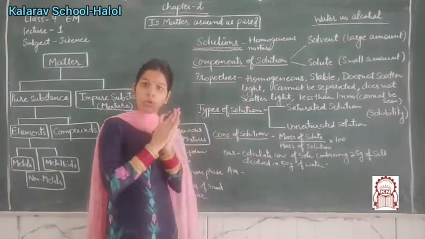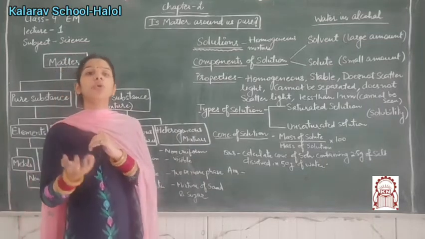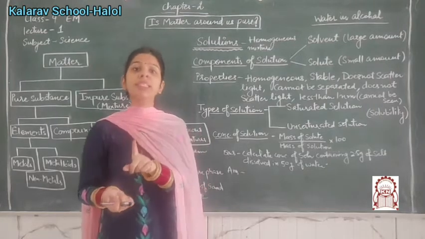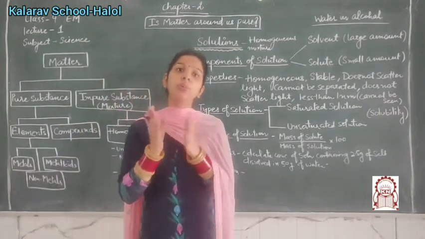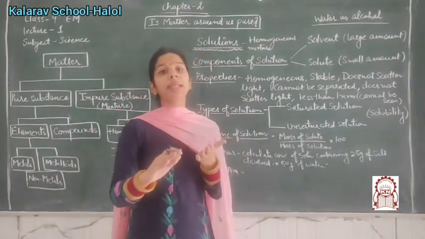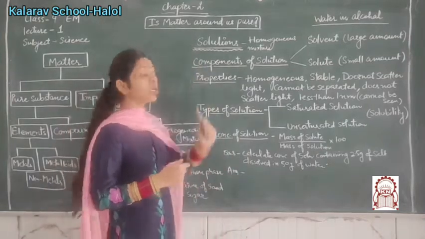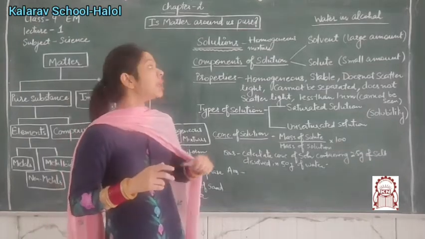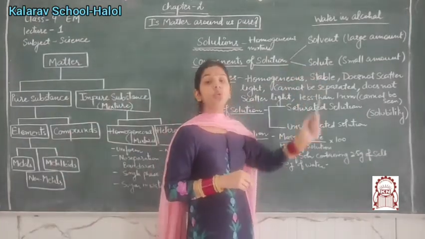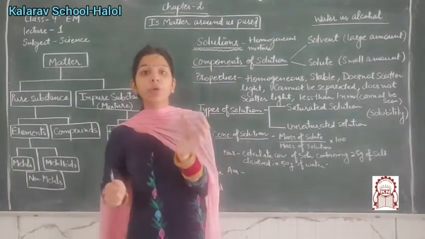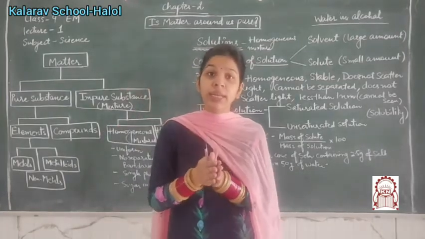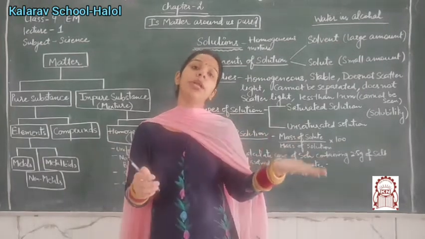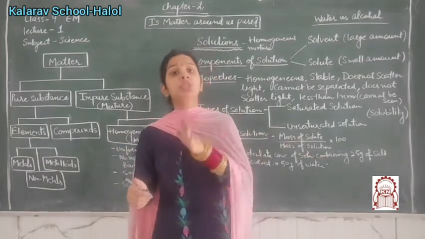So the next is solutions. A homogeneous mixture of two or more components is called a solution. A solution is a homogeneous mixture, which means when we add two or more components, the composition remains the same throughout. That's why a solution is a homogeneous mixture. A solution has two components, that is solvent and solute. The solvent is the component of the solution which is present in large amount, or in which some other component is to be dissolved.